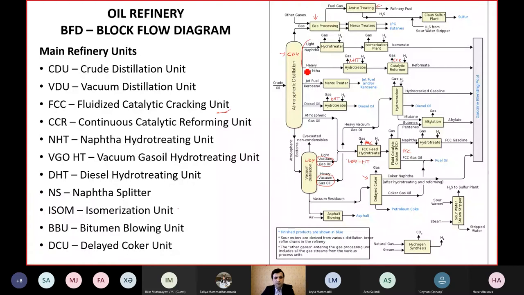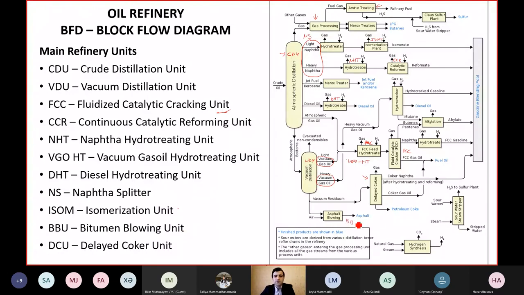And then we have the isomerization unit, which is this one. And we have the bitumen blowing unit. Here we have the BBU to produce the bitumen and the lead coker unit to produce cokes. Okay, let's go one by one quickly to understand the block flow diagram.